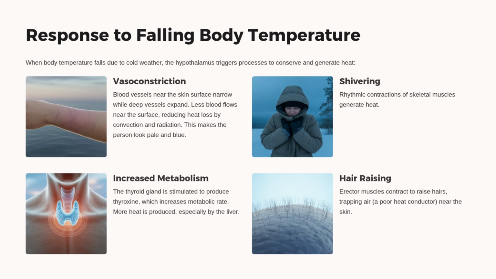Shivering. Rhythmic contractions of skeletal muscles generate heat. Increased metabolism. The thyroid gland is stimulated to produce thyroxine, which increases metabolic rate. More heat is produced, especially by the liver. Hair raising. Erector muscles contract to raise hairs, trapping air, a poor heat conductor, near the skin.